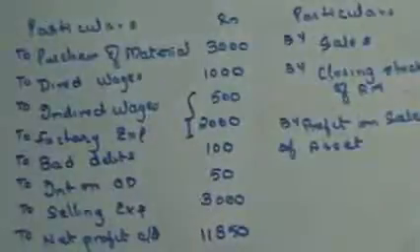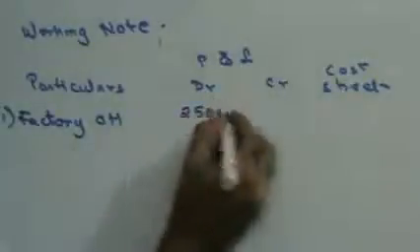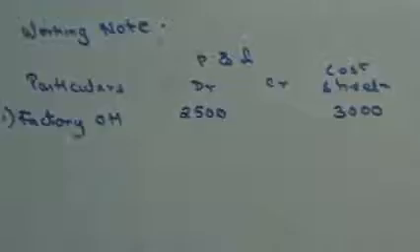Fine. Next, let's see direct wages is 1,000 and 1,000. So no problem with direct wages. Next, factory overheads is 3,000 in the cost sheet. See guys, your indirect wages and factory expenses combine together to make your factory overheads. So factory overheads in P&L is 2,500 whereas in cost sheet it is 3,000. So this amount is different.